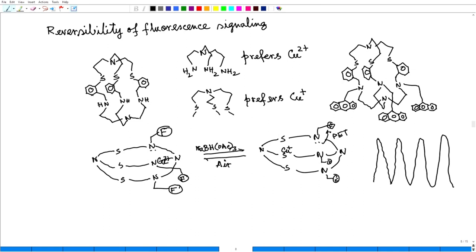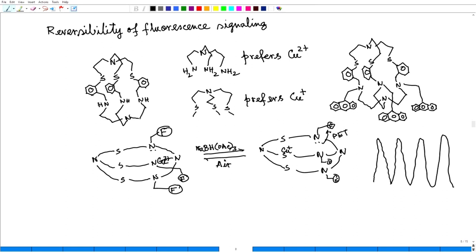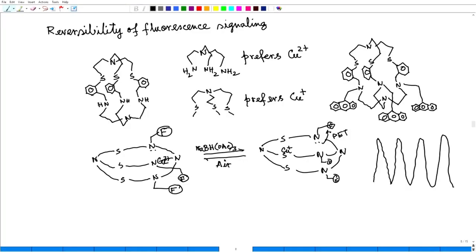Chemically, we can reduce copper 2 to copper 1, and it goes from here to here. When you leave it in air, it comes back from here to here on its own. Everything is happening inside the cavity. Copper is moving from one end to the other. When it goes to this end, I see strong fluorescence. When it comes to this end, I see no fluorescence. So simply by the hard-soft acid-base principle and the coordination tendency of copper 2 plus and copper 1 plus, we can play with it and get a reversible fluorescence signaling system.